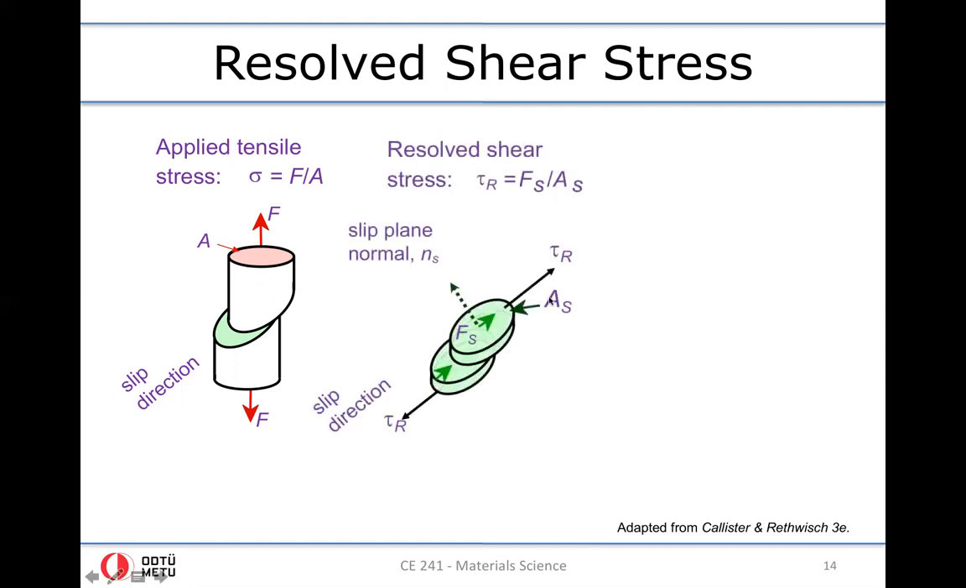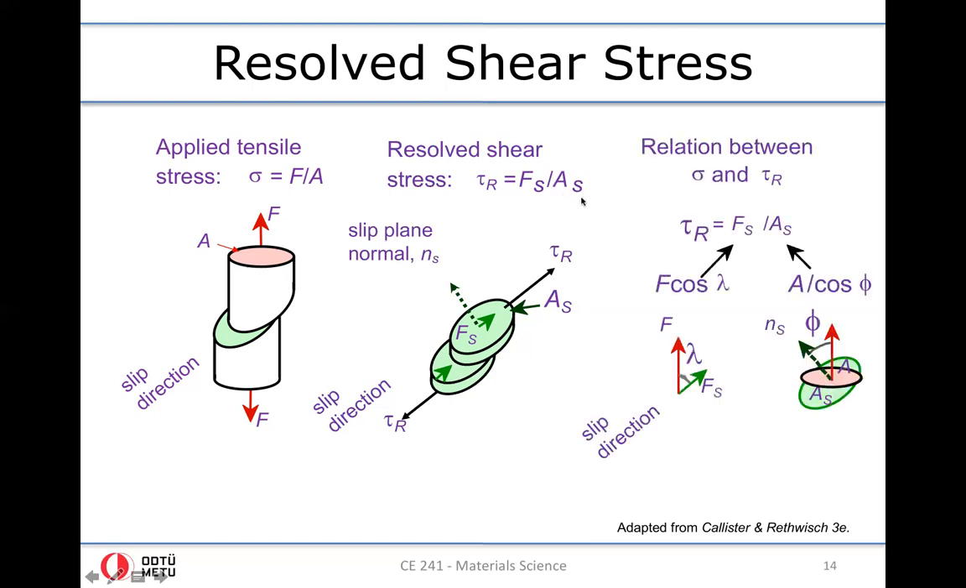Okay, then what you need to do is find the component of the force that is acting parallel to the slip direction, and then divide this force by the inclined surface area of this cross section. In other words, the resolved shear stress is defined as the shear component of the force that is externally applied, divided by the inclined area of the slip plane. That is denoted by, in this case, A sub S. S is standing for shear or slip.